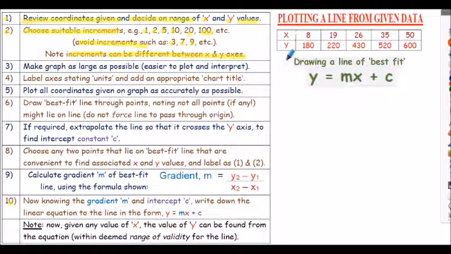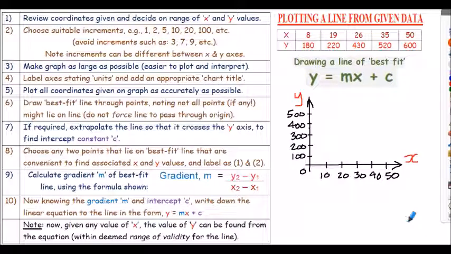So considering the x values in our table, they range from 8 through to 50. So I would suggest on the horizontal axis we will have a range of 0 to 50 and use increments of 10. And considering our y values in the table, they range from 180 through to 600. So I suggest on the vertical axis we have a scale of 0 to 600 and use increments of 100.